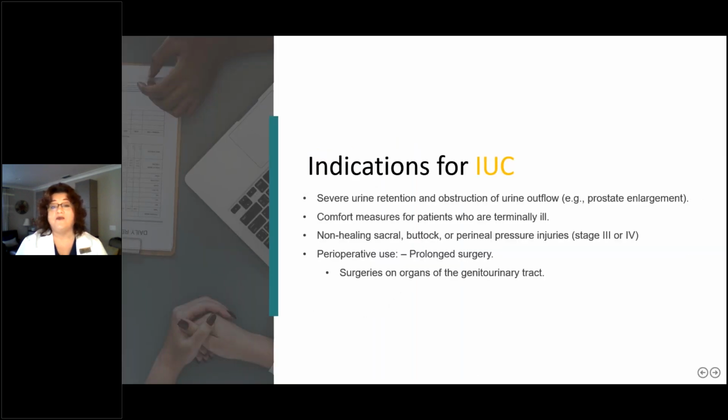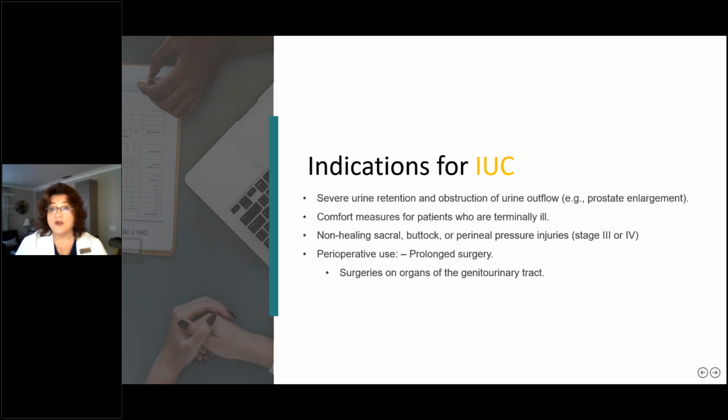So what are the indications for IUC? If somebody has severe urinary retention and obstruction of the urine outflow, such as with a prostate enlargement or something, you want to make sure that you're taking care of that so that they don't end up with other problems. Comfort measures for patients who are terminally ill, that's very important to keep them as dry as possible to prevent those pressure injuries that happen. Non-healing sacral, buttocks, or perineal pressure injuries, like I said, stage 3s and 4s, we typically will put in an indwelling catheter so that we can make sure that we can take care of that appropriately.